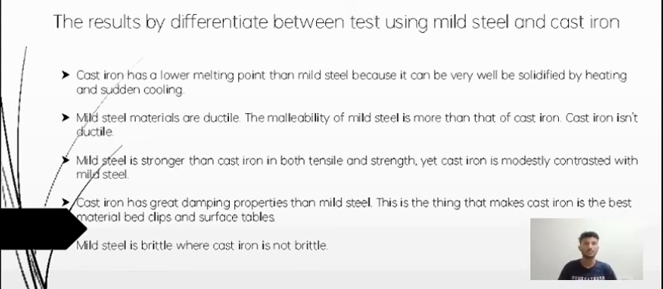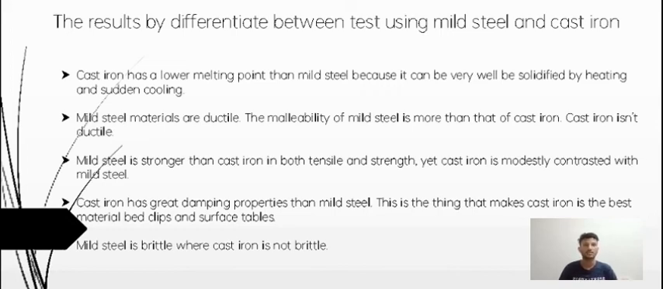The results differentiate between mild steel and cast iron. Cast iron has a lower melting point than mild steel because it can be solidified by heating and sudden cooling. Mild steel materials are ductile. The malleability of mild steel is more than cast iron. Cast iron is not ductile.